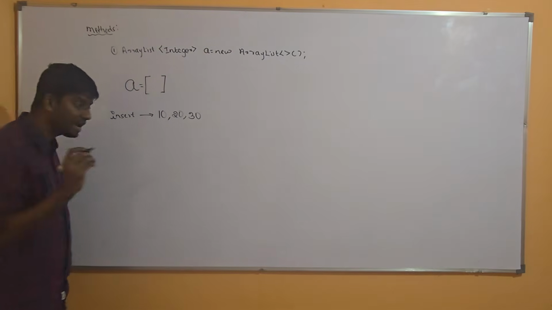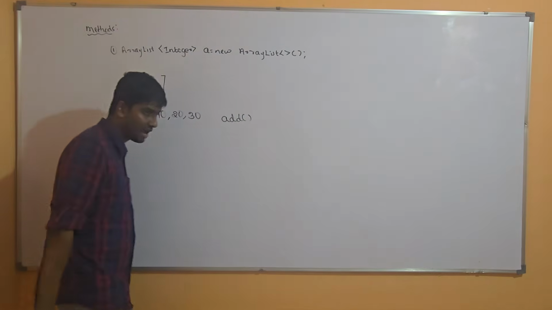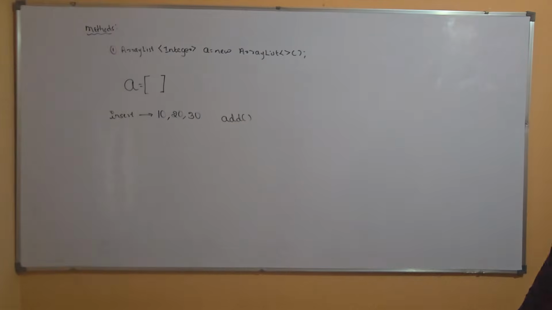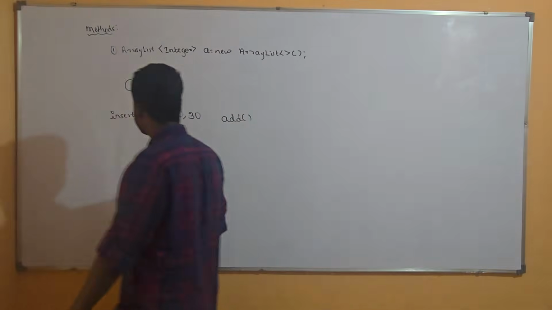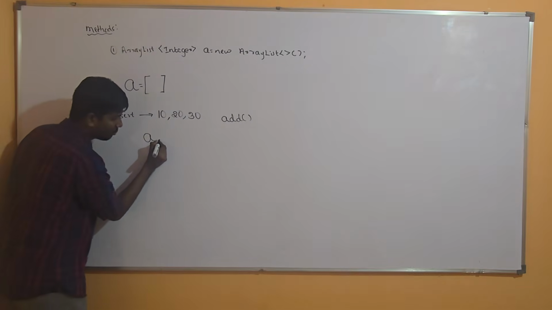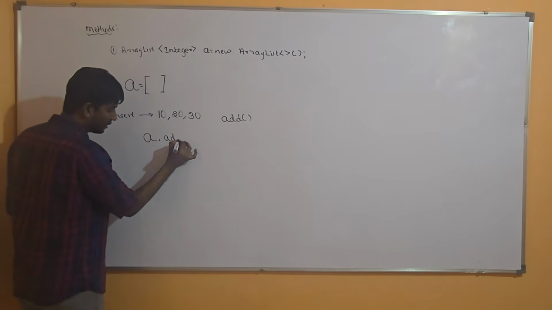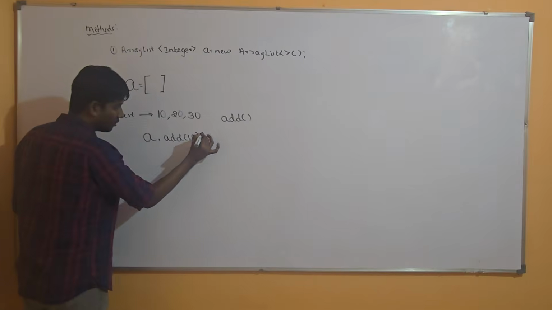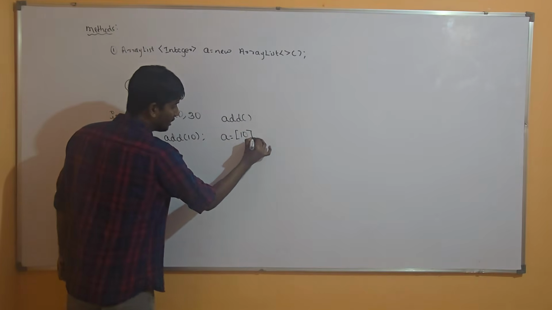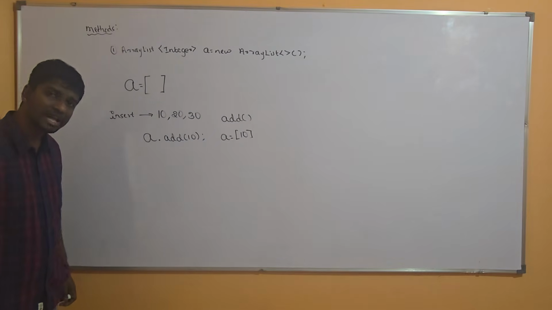For this, we have a method called the add method. Kindly make a note of this. Now how the add method works is, you have to tell the name of the array list. The name of the array list is a. Put a dot. a.add(10). When you do this, the number 10 will be inserted in the array list.